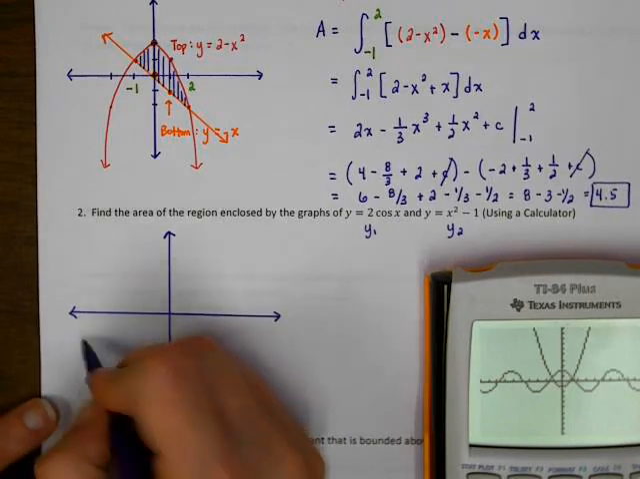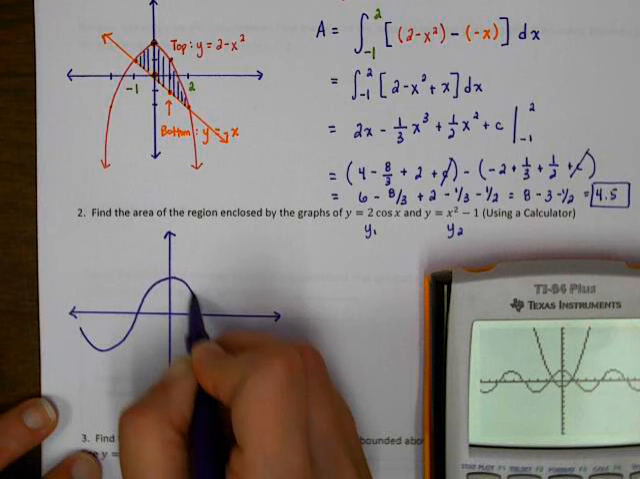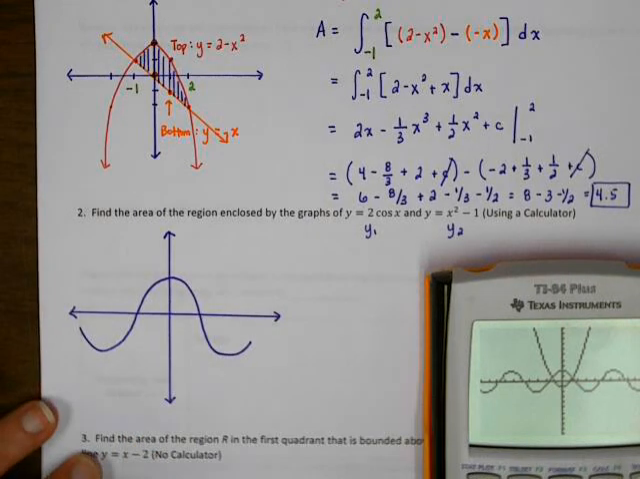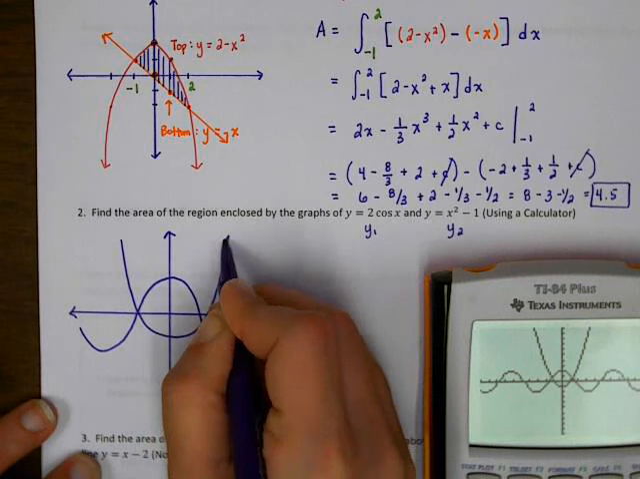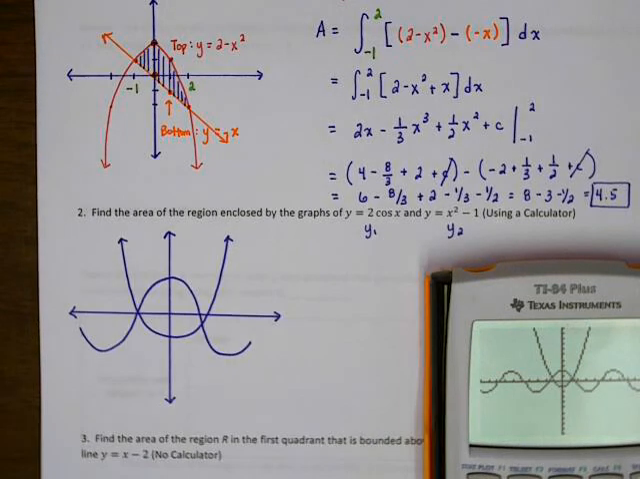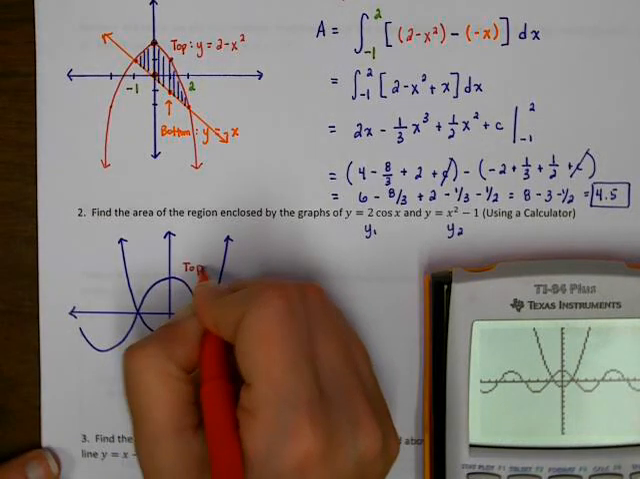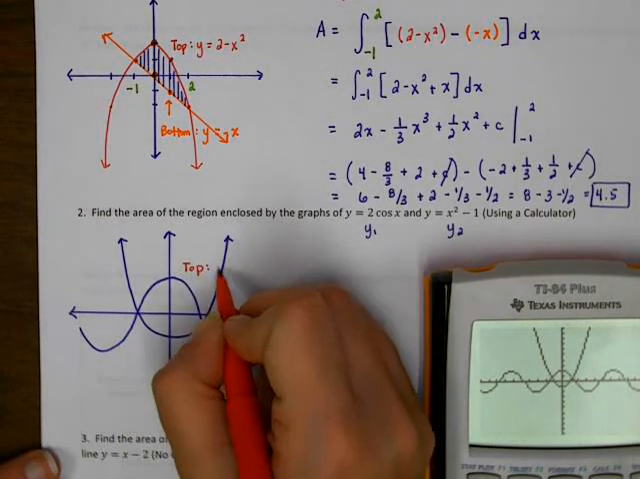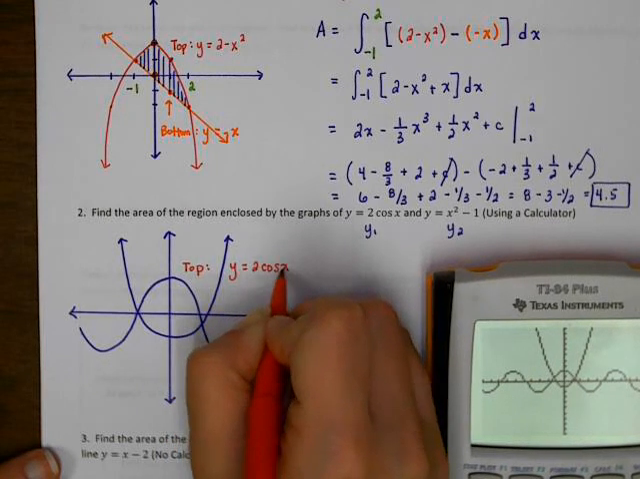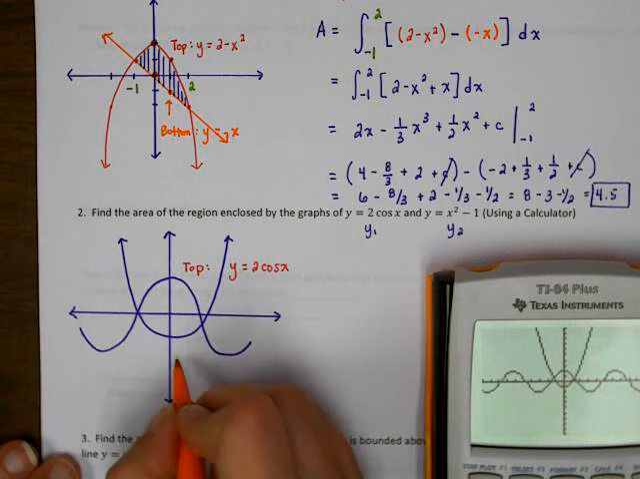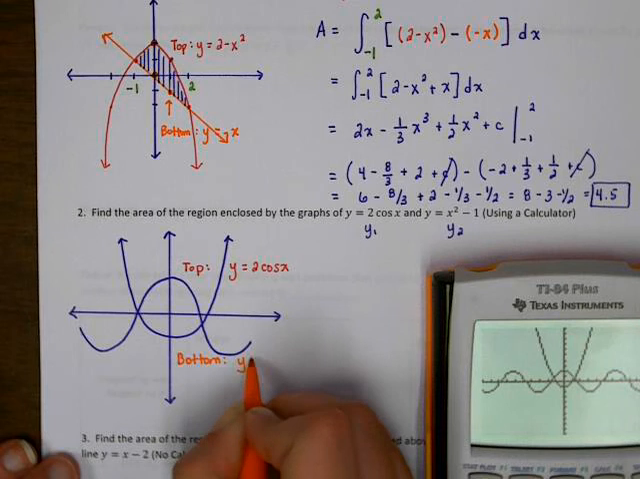So I'm going to sketch my cosine function. I'm going to sketch my parabola. And I'm going to identify the top and the bottom. It looks like the top function here for the region that I'm interested in is the cosine function. And it looks like the bottom function here for the region that I'm interested in is the parabola.